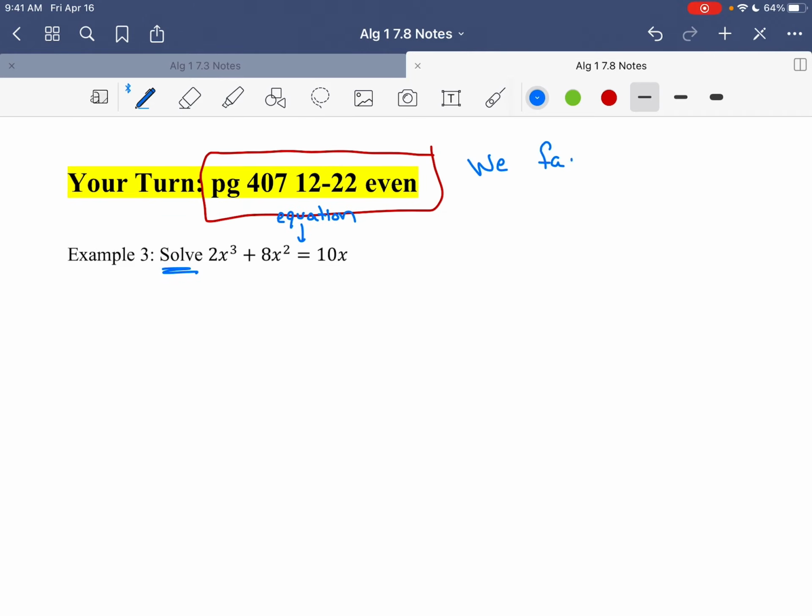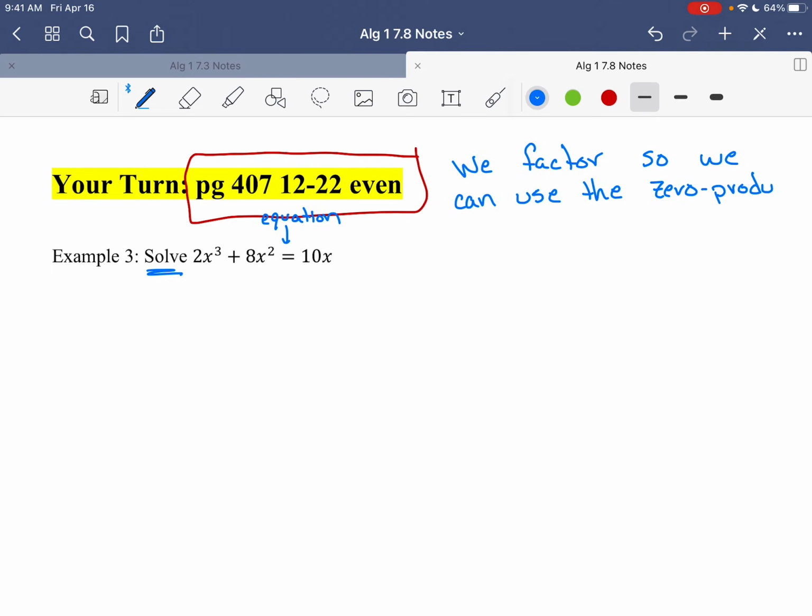We factor so we can use the zero product property to solve. That is why we factor, because we need factors to be able to use the zero product multiplication property to solve polynomials, meaning equations that are bigger than just an x, meaning if you have x squareds, x to the thirds, you need to be able to factor them so you can solve them.